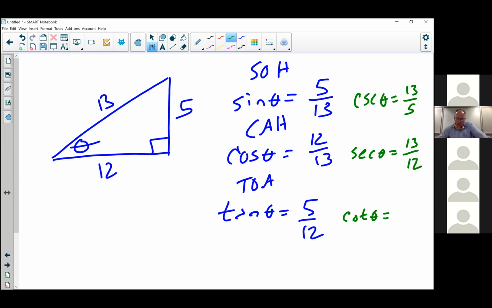What's cotangent of theta? 12/5. Okay. You'll see a problem very similar to that on the test. You feel comfortable with that? Okay, may I move on?